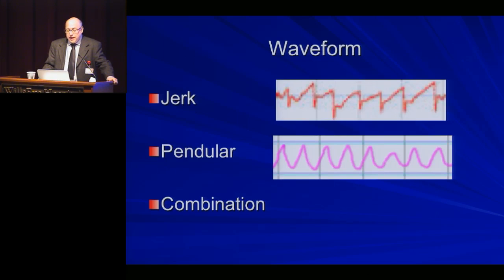We define the waveform as either jerk or pendular or a combination thereof. So jerk has a slow phase and a fast phase, hence the jerk, and pendular has just slow phases. So it's equal in both directions that it's moving without a fast phase. And sometimes there's a combination, particularly in infantile nystagmus, of fast and slow phase.